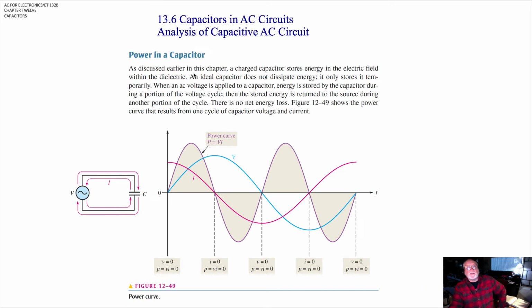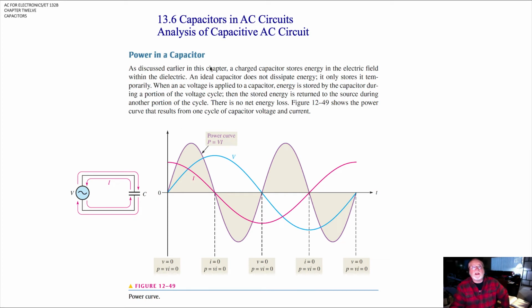Power in a capacitor. Power in a capacitor is a little tricky because we've got more than one type of power that we glean from a capacitor. You can see here that we've got voltage and current, which are our normal terms for calculating power. In this case, V times I, and we've got a power curve generated from the two terms, voltage and current.